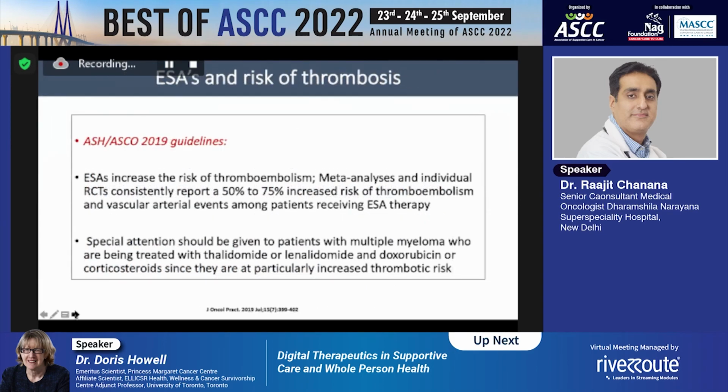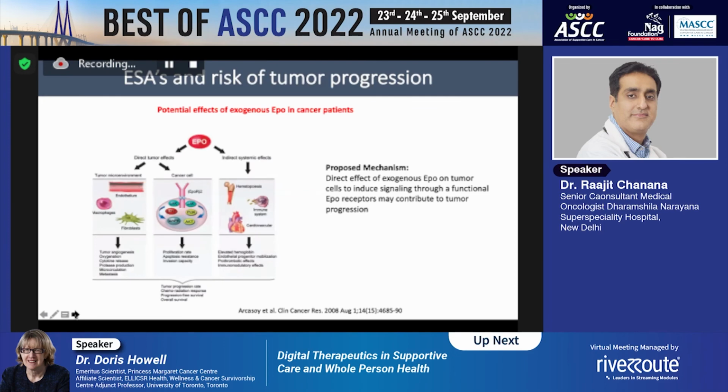So there is a risk of thromboembolism with ESAs also. So randomized trials have shown a 50 to 70% increased risk, and special attention should be given to those patients who have multiple myeloma or are being treated with drugs which can cause increased risk of thrombosis.